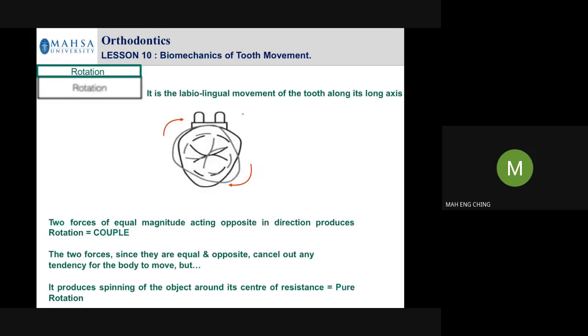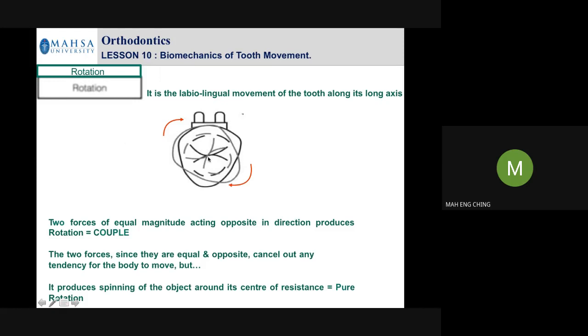So rotation is very simple. You just rotate the tube around its long axis. So it's the labial-lingual movement of the tube along its long axis. Two forces of equal magnitude acting in opposite directions produce a rotation, which is called a couple of forces. Since these two forces are equal and opposite, they cancel out any tendency of the body to move, but it produces the spinning of the object around the center of resistance.